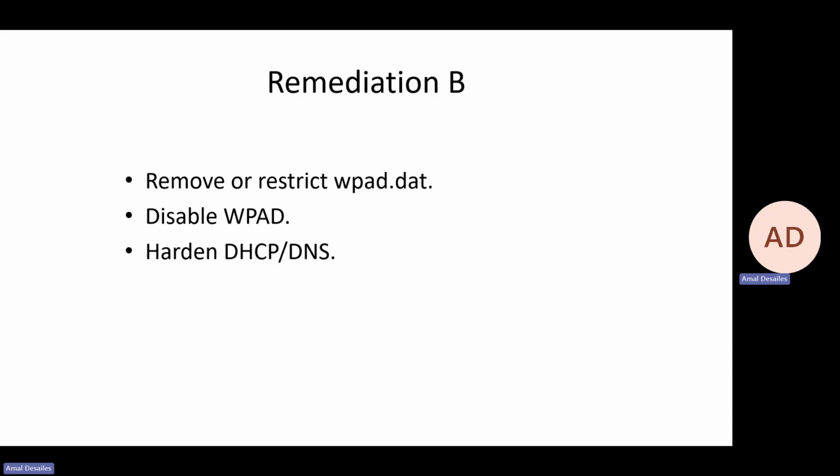And the remediation to that, to fix the WPAD issue, is kind of straightforward. Disable the WPAD. Most modern systems do not require it. Disabling the WPAD entirely removes the attack surface. Remove or restrict the wpad.dat file. If the server does not need WPAD, delete the file and block the access to the web server. Harden the DHCP and also the DNS. Attackers often manipulate the network configuration services to exploit the WPAD. So ensure these services are secure to prevent WPAD hijacking attempts.